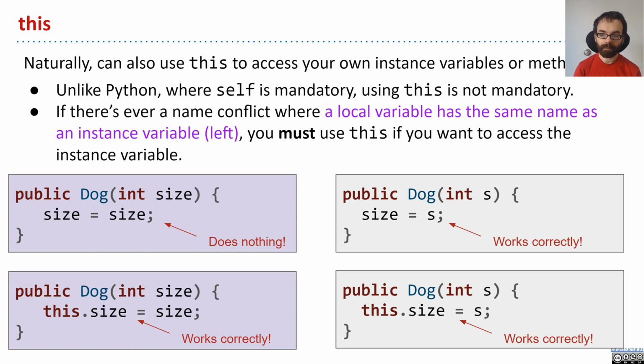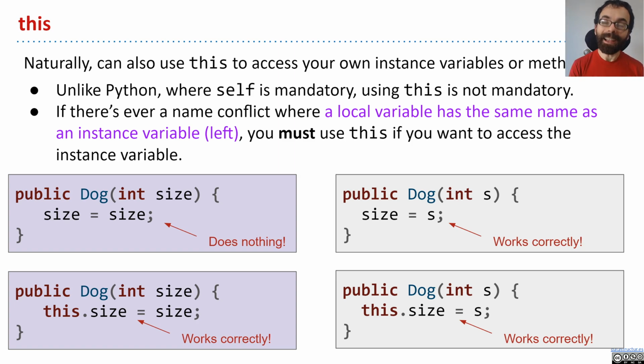Okay? Now, in the circumstance where a local variable does not conflict, so for example, my constructor uses the name s for the constructor here. In that case, you don't have to say this. You can if you want, but you don't have to. Okay, just wanted to revisit that in case that ever seemed confusing to you.